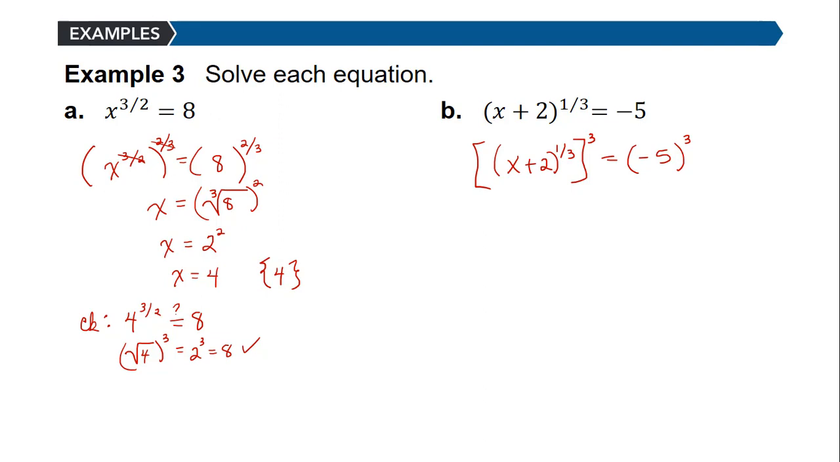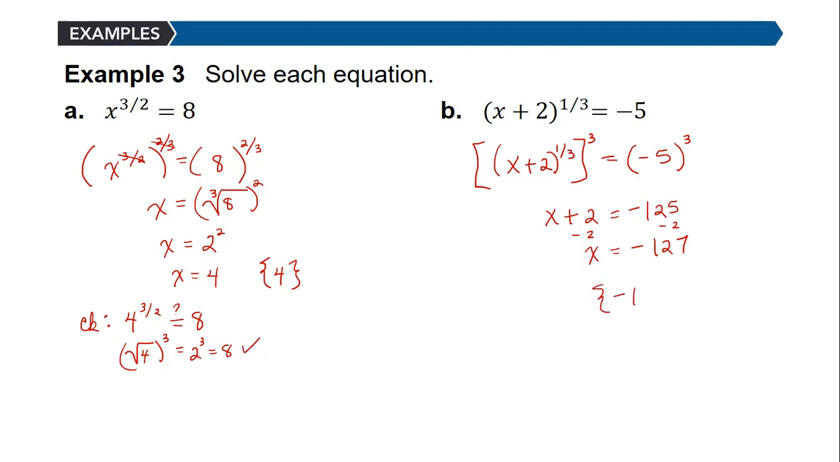So (x + 2) to the 1/3, to the 3rd. We multiply those exponents to get just 1. So this gives us just x + 2 is equal to -5 cubed, which is -125. And subtract 2, and we get -127.